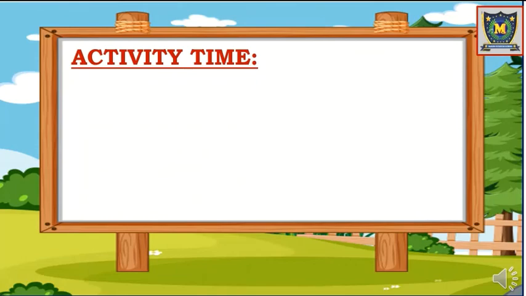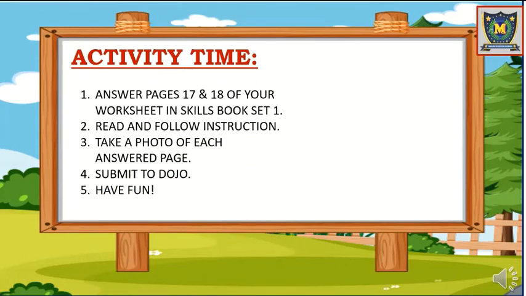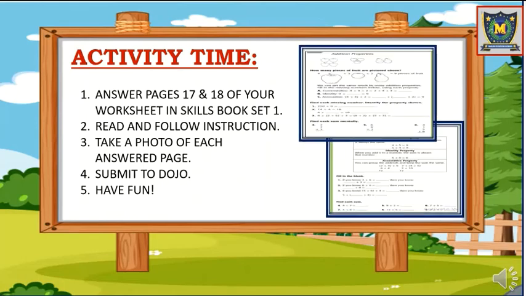Well done. And now it's activity time. For your activity, you have to answer pages 17 and 18 of your worksheet in Skills Book Set 1. So here are the pages. Make sure you read and follow instructions. And when done, take a photo of each answered page and submit to Dojo. And don't forget to have fun. I know you can do it, so do your best.